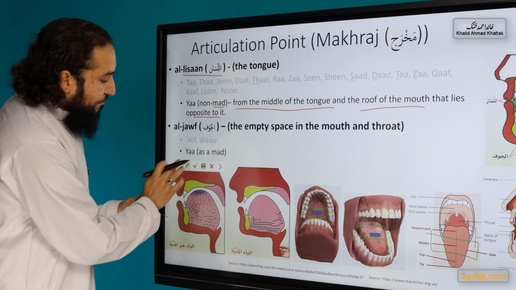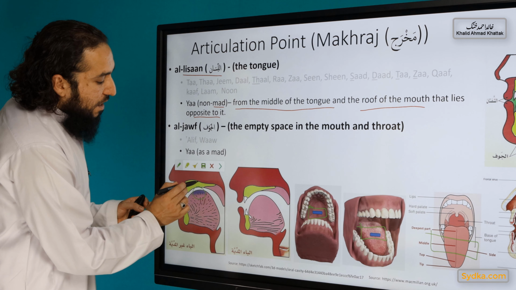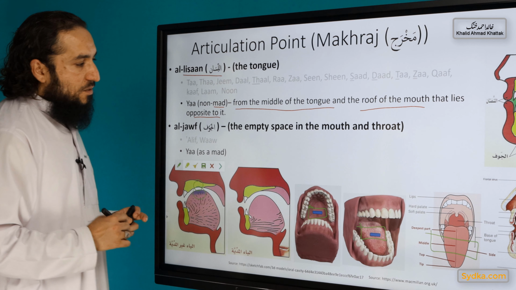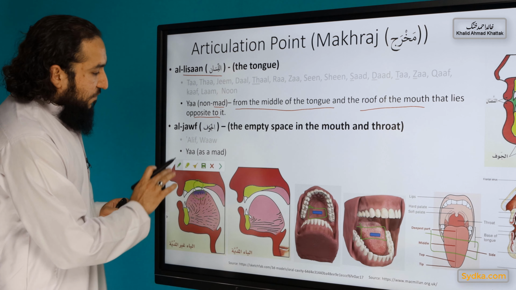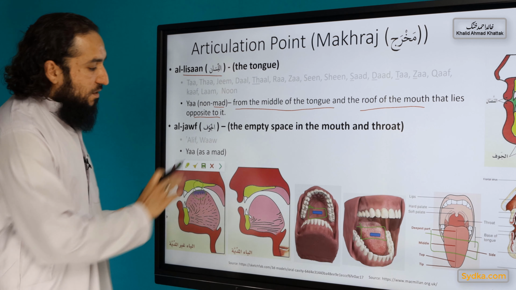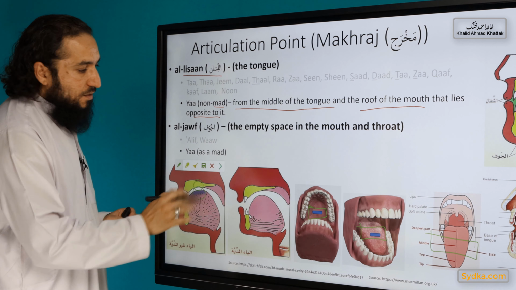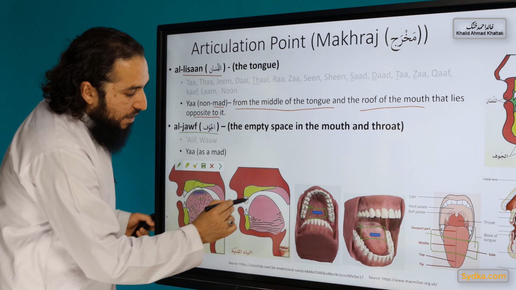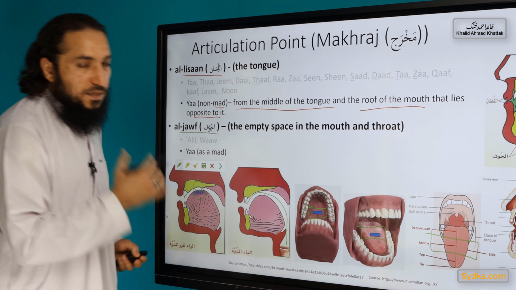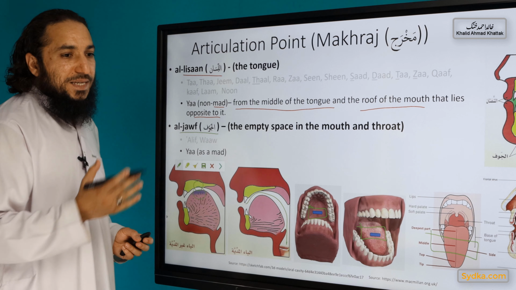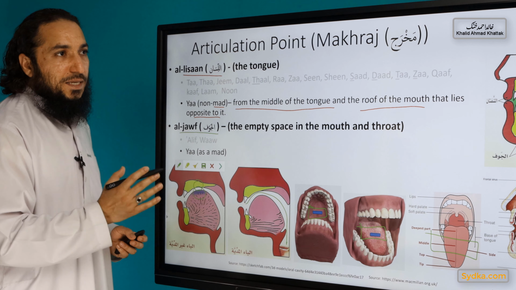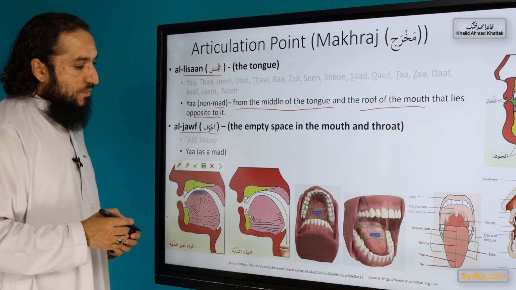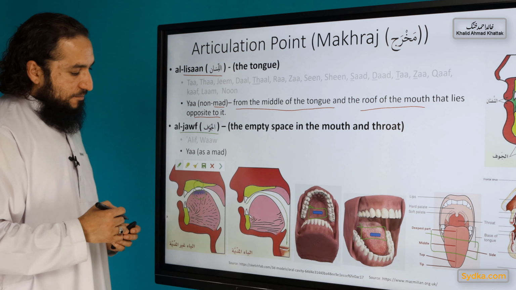See here as well, that's the middle of the tongue and opposite to that the roof of the mouth. So that's Ya when it is a consonant. That's one explanation. And if it is written as a mad or long vowel, then it is different. Then it's al-jawf, the empty space in the mouth and the throat. That is its makhraj. For example, E, B, Ki. The second part of all these words is the long vowel of Ya.